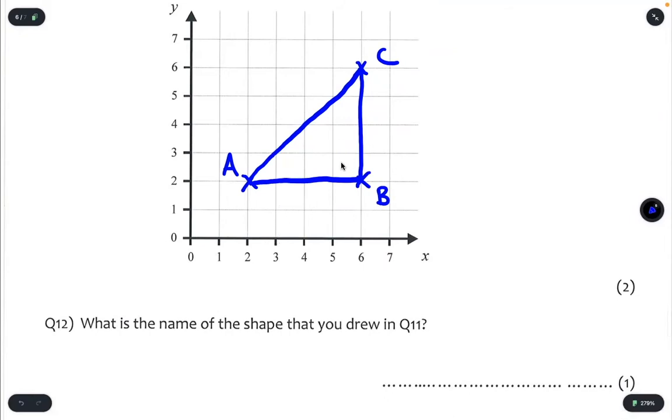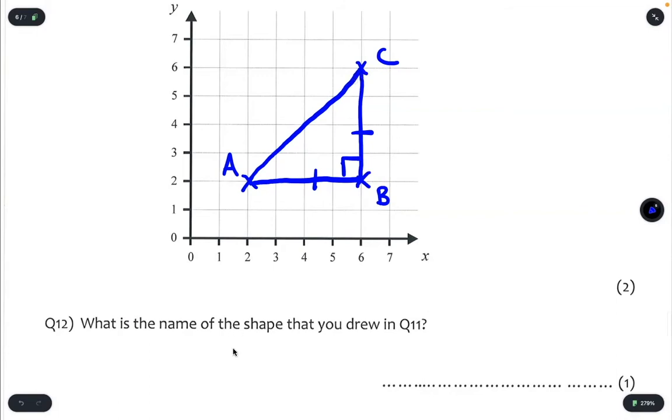Well, we can say it's a right-angled triangle, but also we can talk about the lengths of the sides. So an equilateral triangle is where all the sides are the same. Now, that's not the case here. Scalene is where all the sides are different, and that's not the case either. Because if we look at these 2 sides, both of these 2 sides are 4 squares long, whereas the third line here is longer than that.